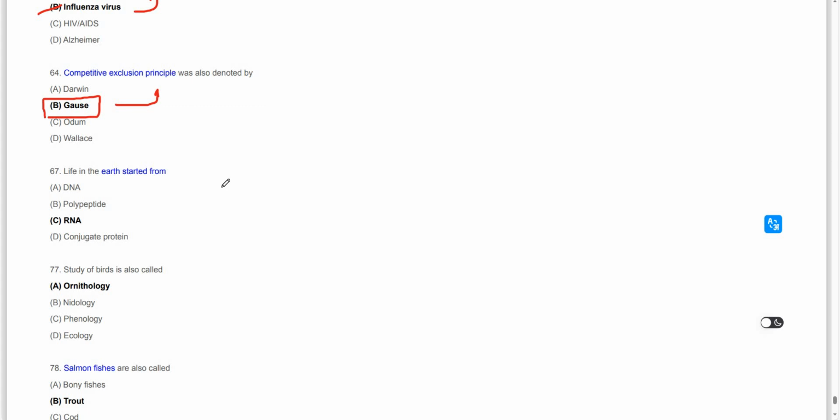Life on earth started from RNA. The very inception, the very beginning of life on the earth's surface, started from RNA.